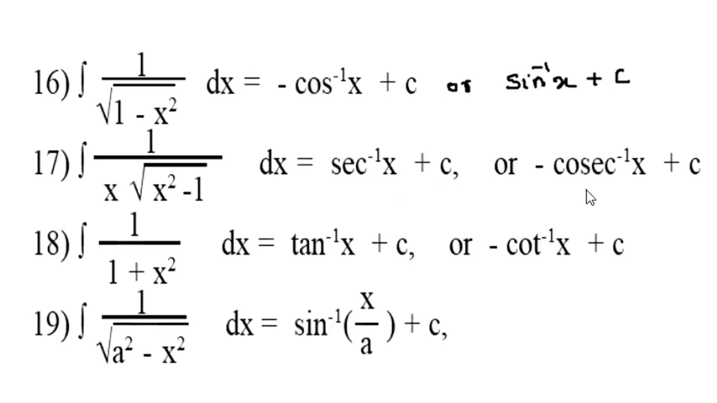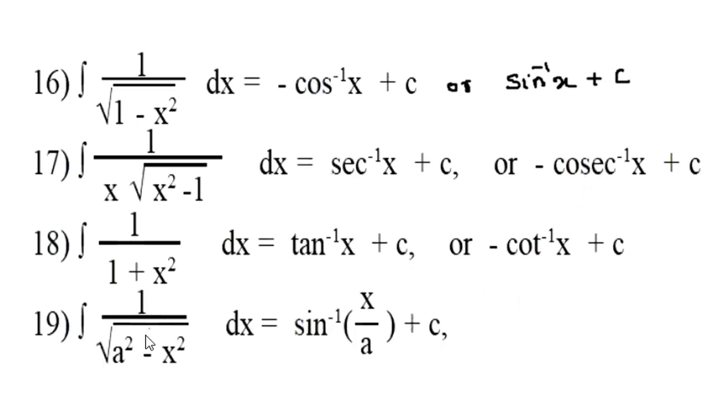All these formulas are obtained using the definition of integral, that differentiation and integration are inverse processes of each other. So you can observe in each case the derivative of the integral is nothing but equal to the integrand. Next is the 18th formula: integral of 1 upon 1 plus x square dx is equal to tan inverse x plus c, or it is also equal to minus cot inverse x plus c.